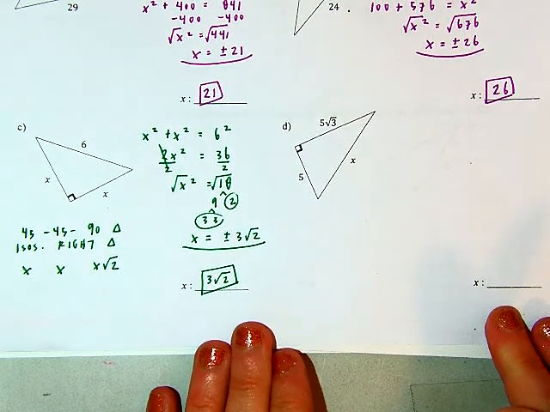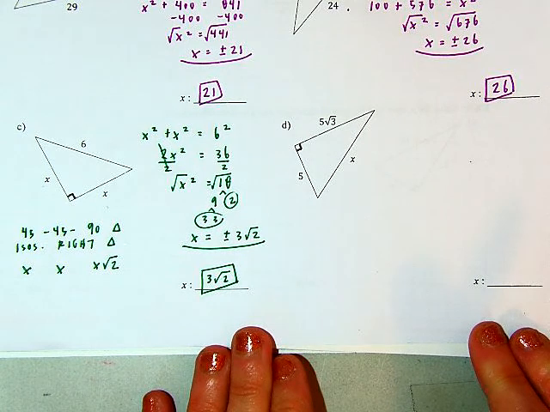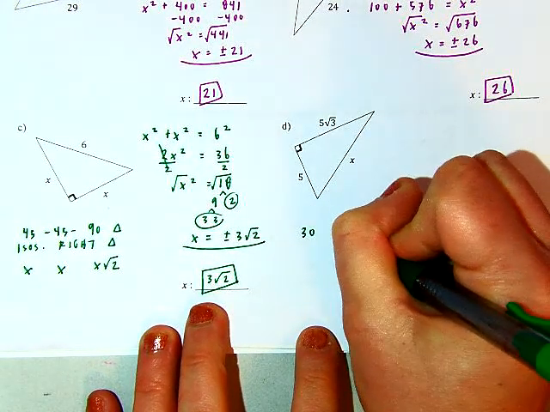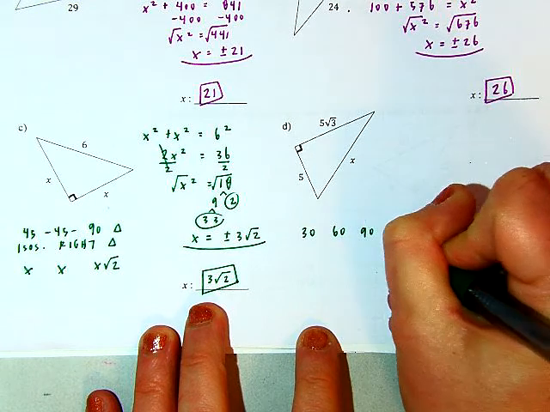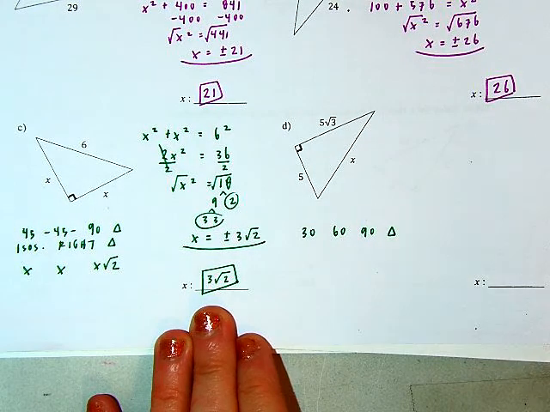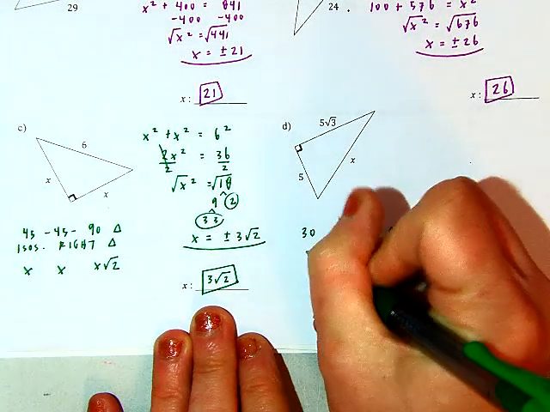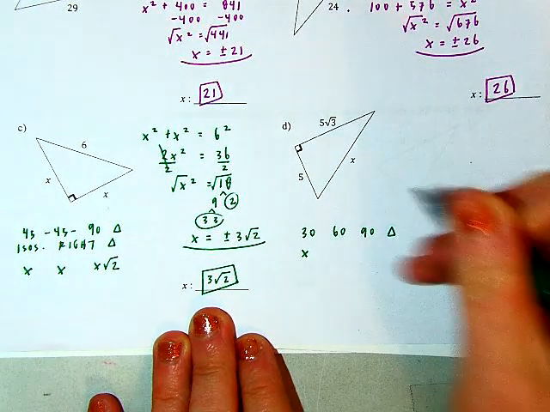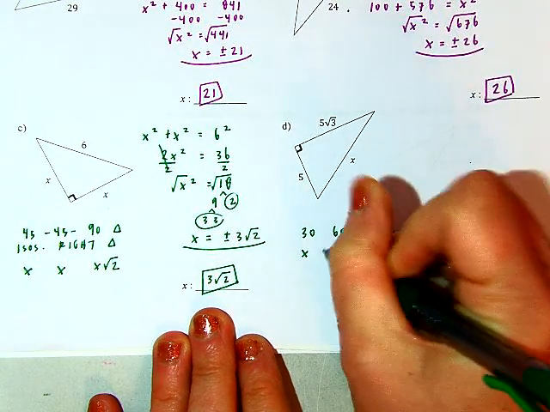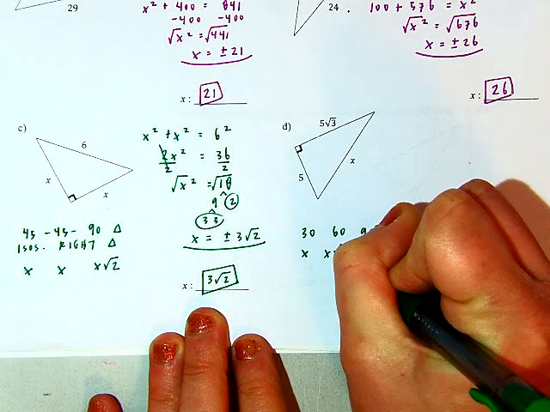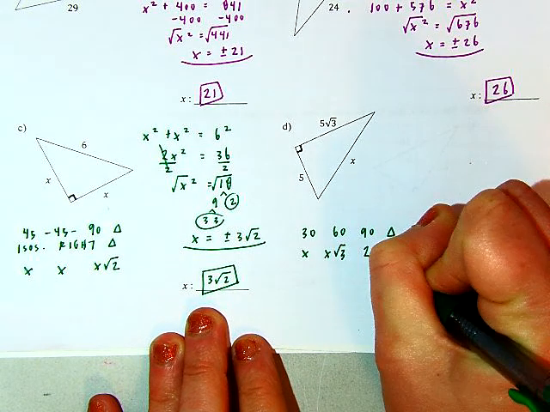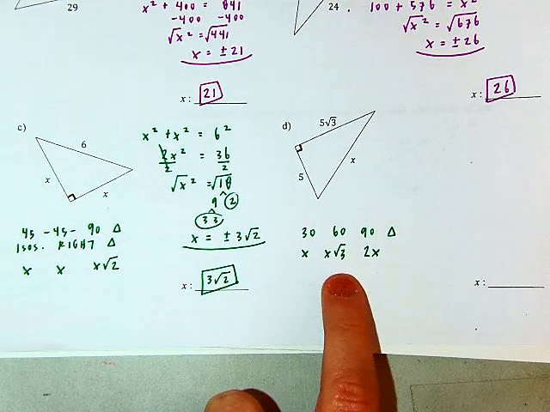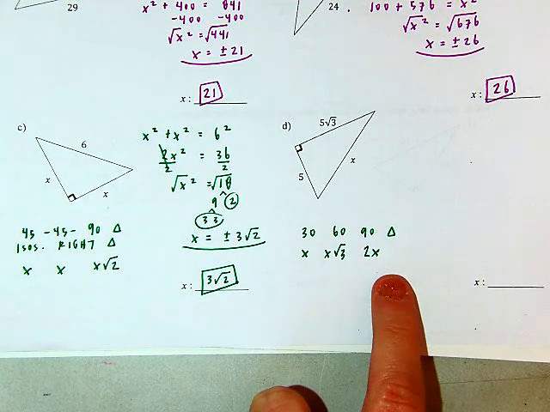All right, this next one is actually the other special right triangle. It's a 30, 60, 90. And I only know that because, again, I can recognize a pattern. My short leg is x, opposite my smallest angle. My larger leg is x times the square root of 3, and my hypotenuse is 2x. So my sides will always be in that sequence: x, x root 3, and then 2x.